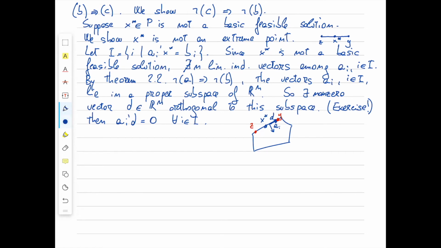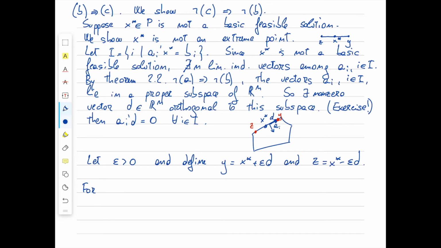So let's do this. Let epsilon be a positive number. You should think about this epsilon as a very small number, and define y as x star plus epsilon d, and z is equal to x star minus epsilon d. Next, we need to check that for epsilon small enough, both y and z are still in P. We're going to look separately at the constraints indexed by the index set capital I, and then we're going to look at the other ones.